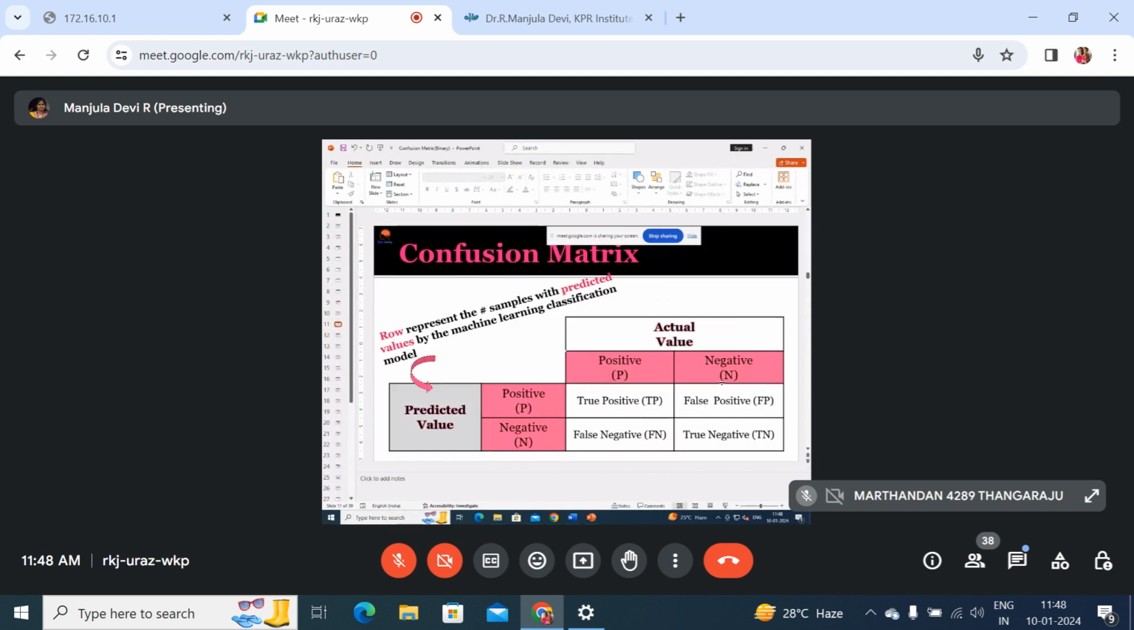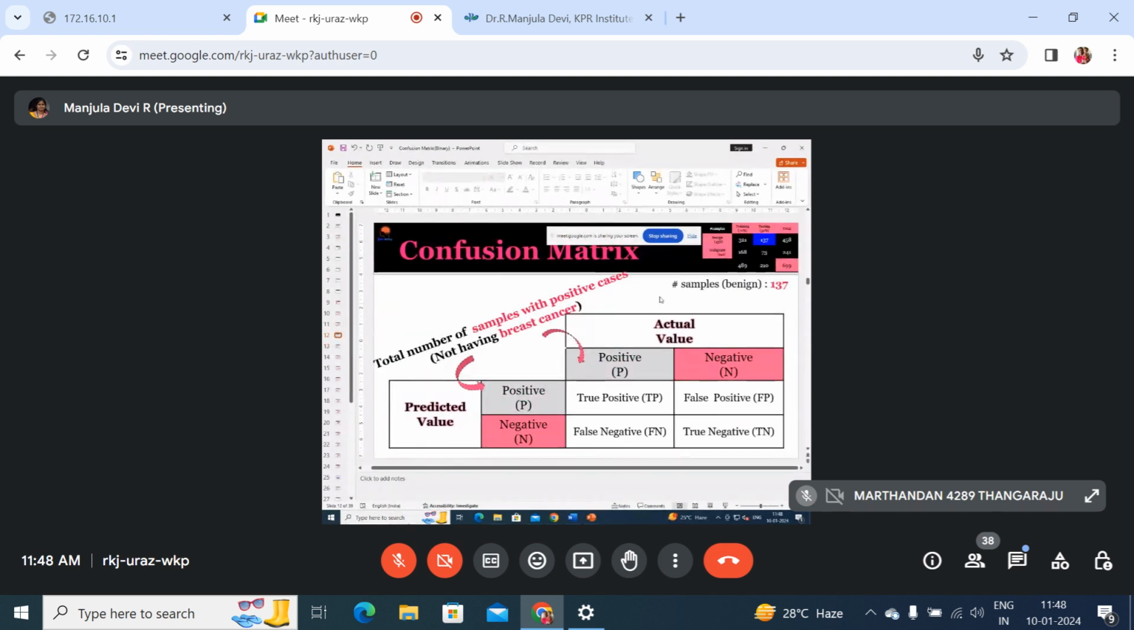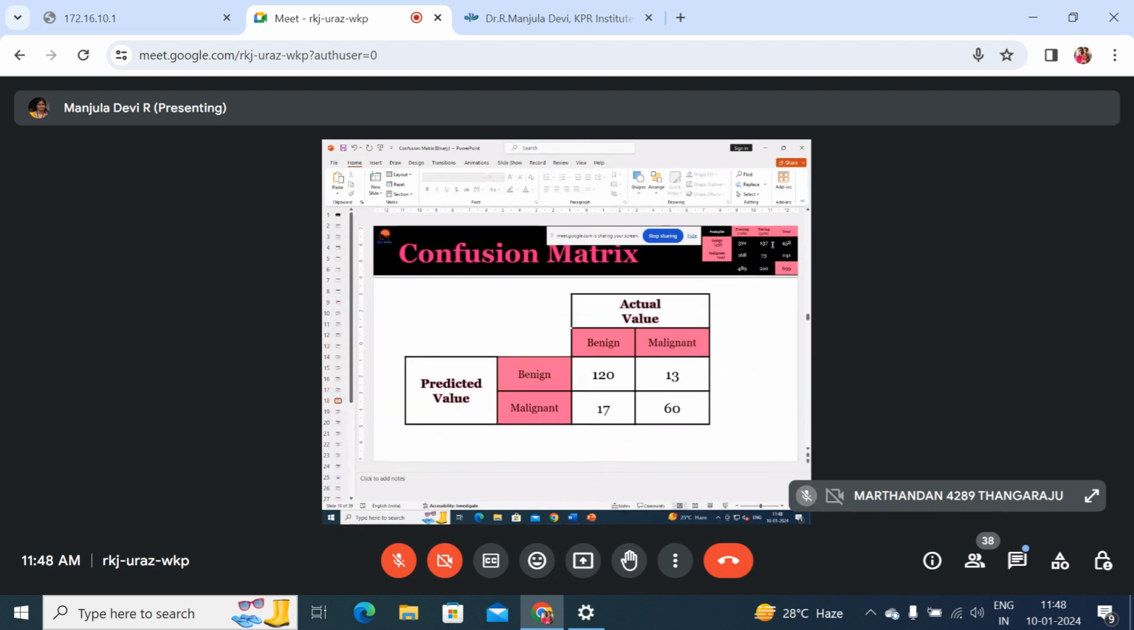So as per this, I have filled it. This is the total representation of my confusion matrix. So here, the benign class is classified as 120, and the malignant class is classified as 13. That means it is a false positive. This is false positive, and this is false negative. So this is 130, and this is 7. Okay, so here 137 and 73.